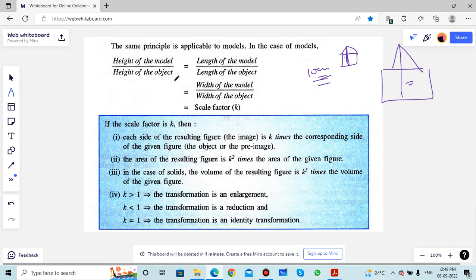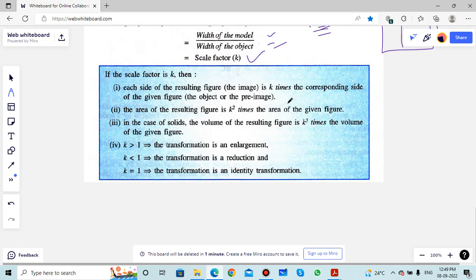So height of the model upon height of the object will give you the same as length of the model upon length of the object, and even the width of the model upon the width of the object. We just said height, it can be length also. Length will be in the same proportion, and the width can also be in the same proportion. This is all equal to K here. We will be learning those when we start solving questions.